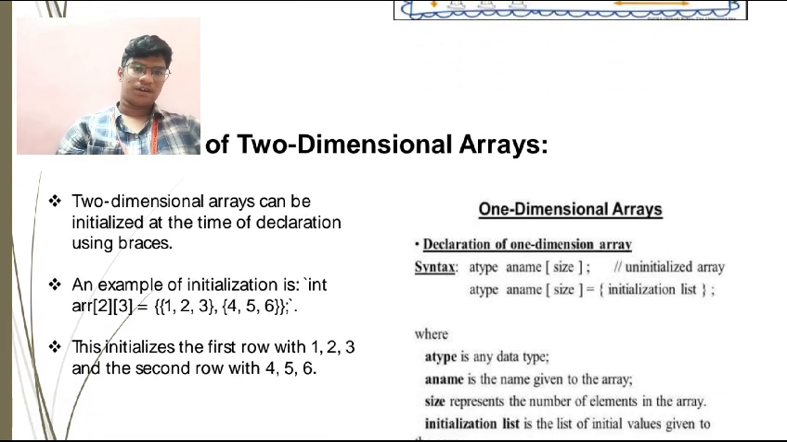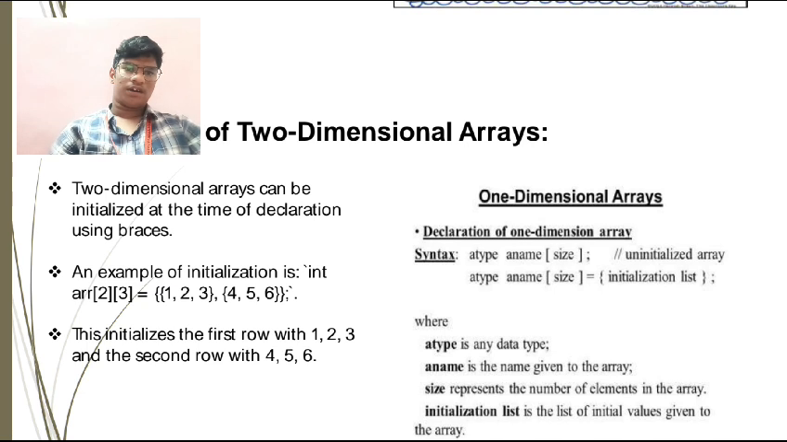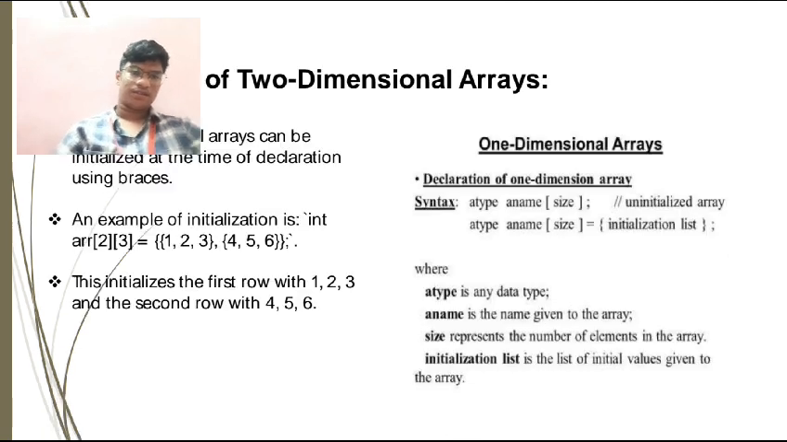Initialization of two-dimensional arrays. Two-dimensional arrays can be initialized at the time of declaration using braces. An example of initialization: int arr equals 1, 2, 3, 4, 5, 6. This initializes the first row with 1, 2, 3 and the second row with 4, 5, 6.